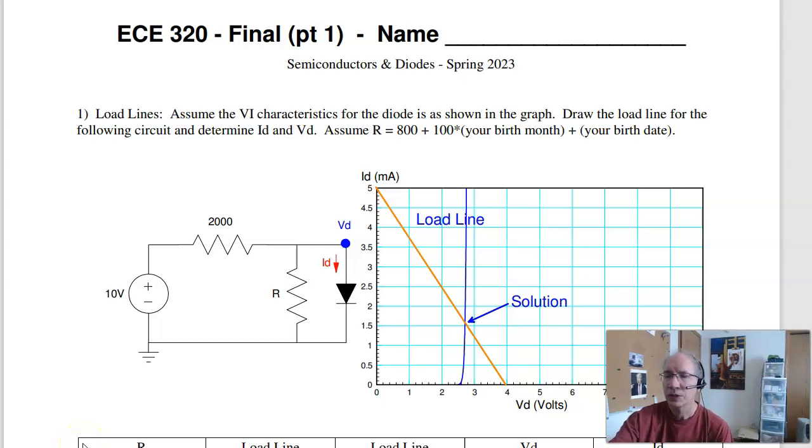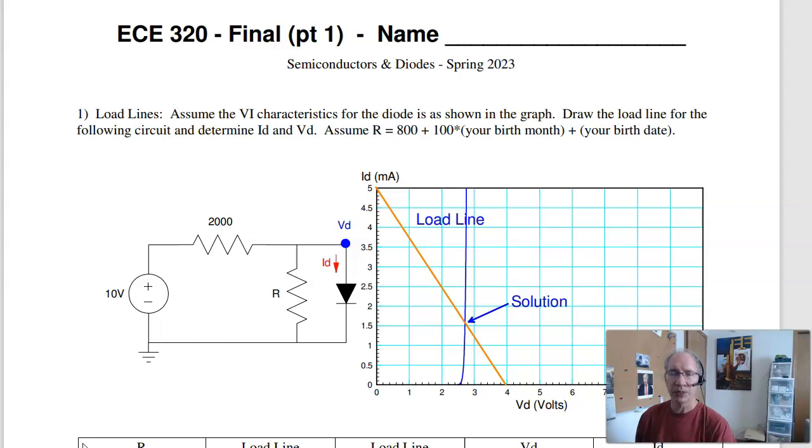Your solutions to the final exam for ECE 320 Electronics 1. The first problem is: draw the load line, then find the Q point for this given diode. The blue line is given, that's the diode.